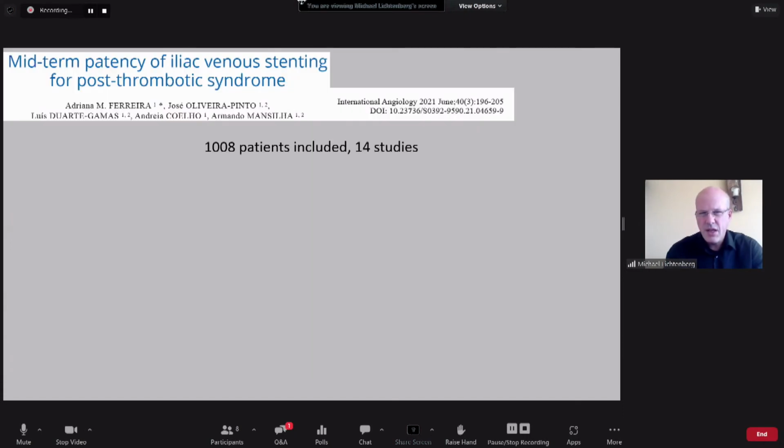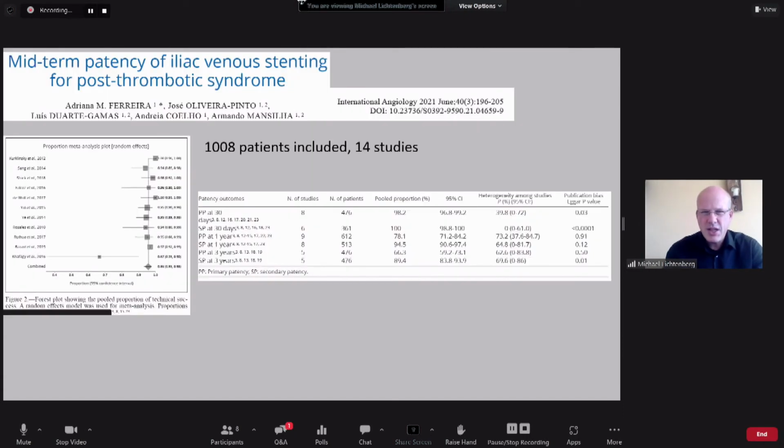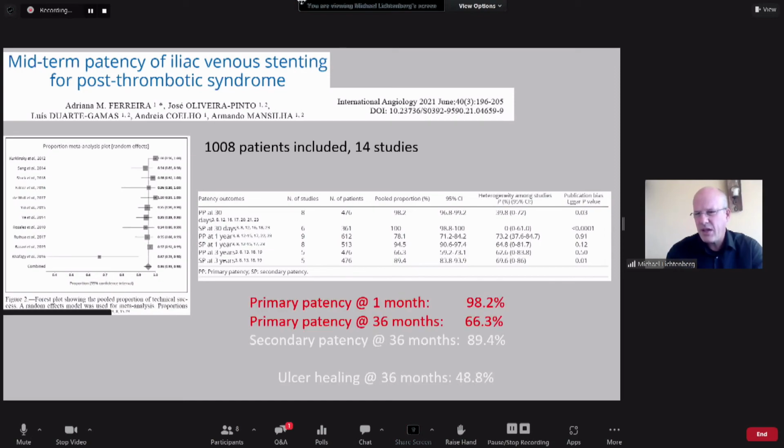Therefore, I really appreciate large registries like this here, 1,008 patients included in 14 studies, recently published, primary patency at 36 months 66.3%. I think that is realistic. This is something we can take for discussion. It is a dream to have a patency of more than 90% after 3 years. That is probably not realistic.